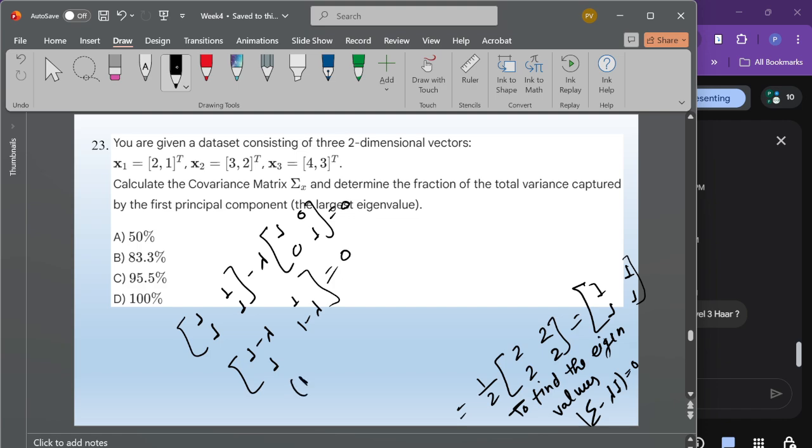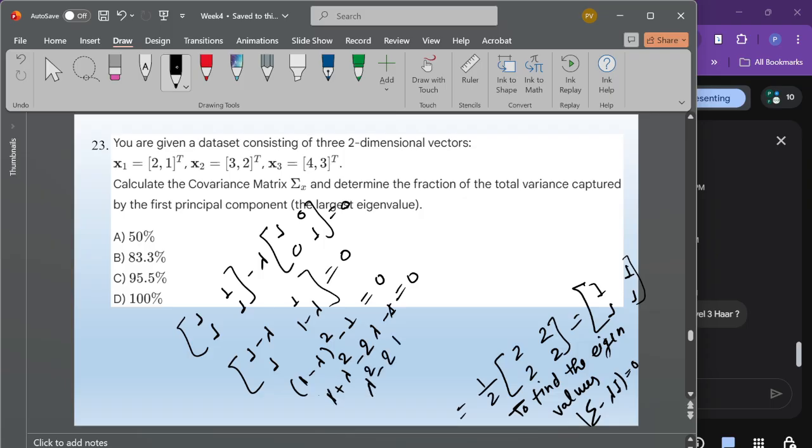After this we need to find out the determinant. So (1 minus lambda) whole square minus 1 is equal to 0, right? Here we just open the whole square, (a minus b) whole square. So here you will get 1 plus lambda square minus 2 lambda minus 1 is equal to 0, right? If you open it as a square plus b square minus 2ab, so here minus 1 and 1 will be cancelled out.